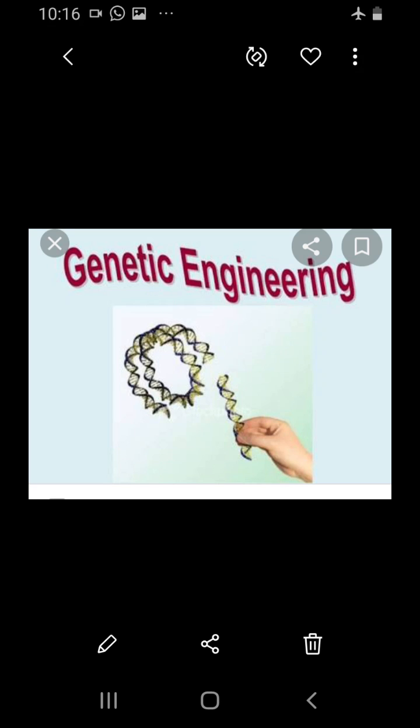Students, in the biotechnology and breeding lesson, we are going to see about genetic engineering. What is genetic engineering? Genetic engineering is the manipulation and transfer of a gene from one organism to another organism to create a new DNA called recombinant DNA, or rDNA.